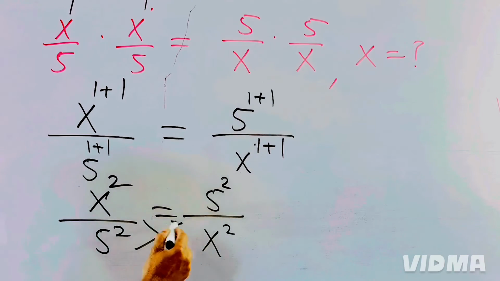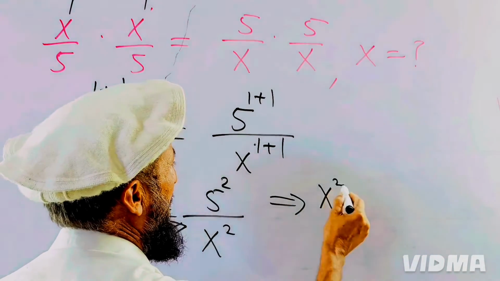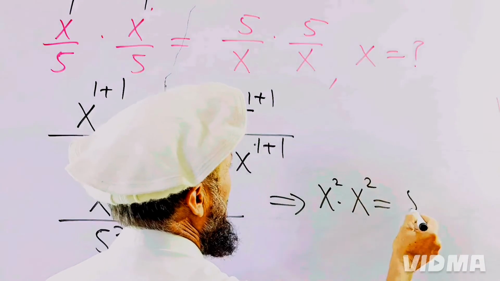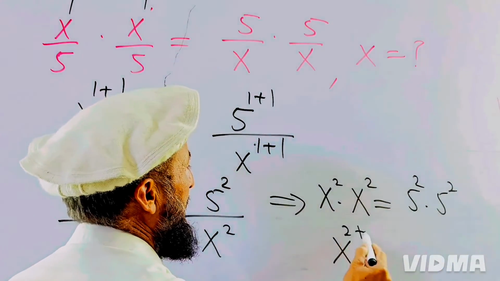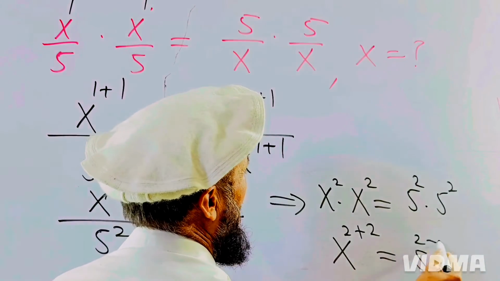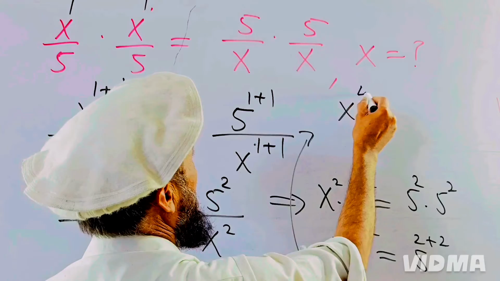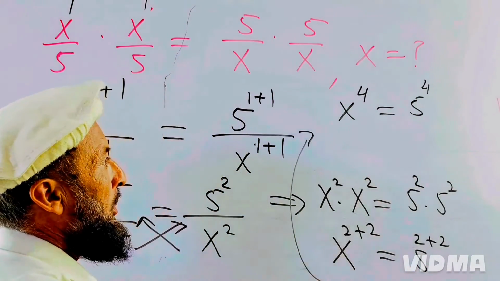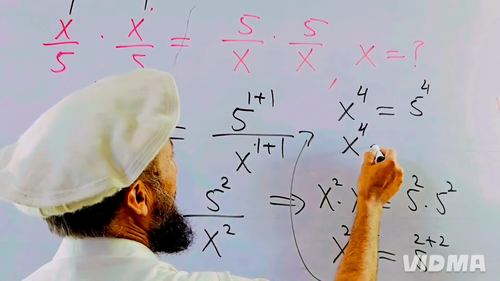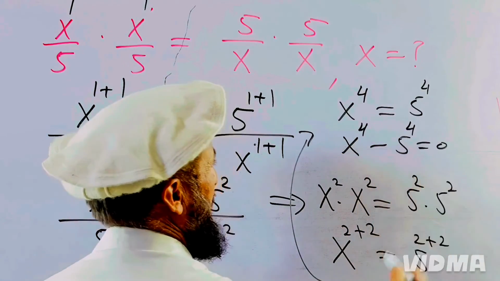By the cross multiplication method, we get x square and x square is equal to 5 square and 5 square. When bases are the same, we add their exponents, 2 plus 2. Now we simplify this result and get x to the power 4 is equal to 5 to the power 4. Now we subtract this result: we move it to the left side, and its sign also changes.